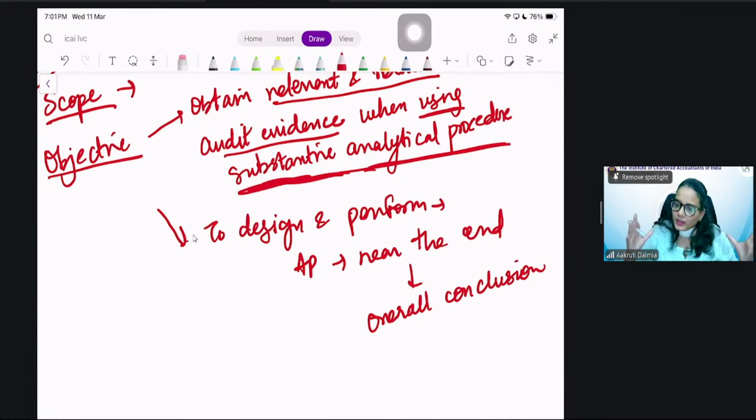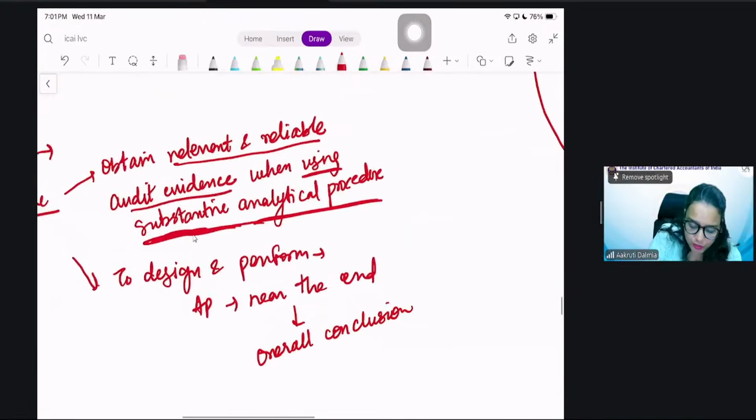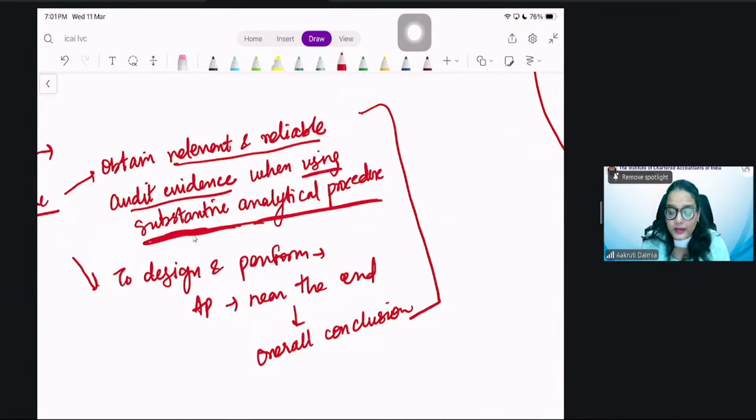So after everything is finished, after you have found evidence for everything, after you have vouched, verification, everything you had done, can you do analytical procedure at the end to just see an overview, and finally after doing the analysis you can give your final conclusion? Can you do that? Yes. So to use analytical procedure in these two ways properly, and how to use it properly, that is taught by this standard number 520. Okay, that is taught by this standard number 520.